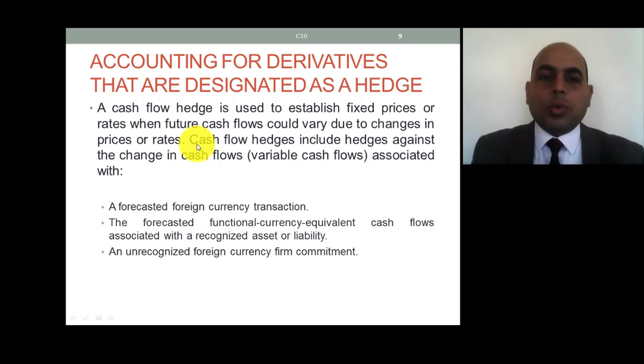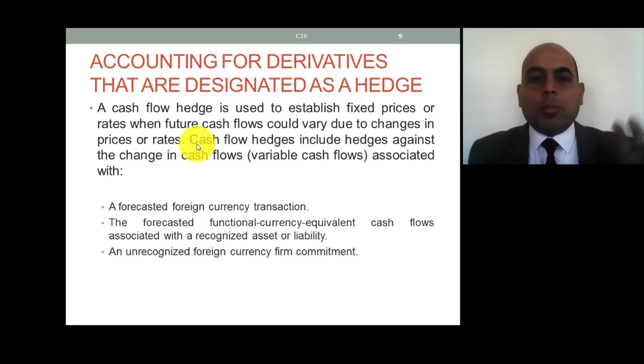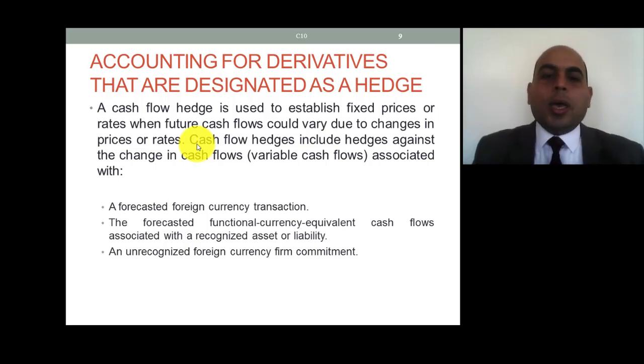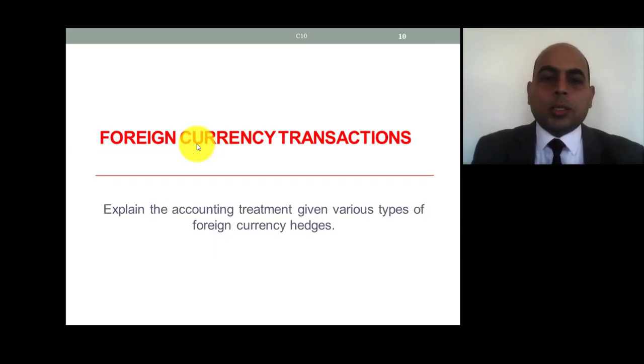And the main difference between them: as we have a fair value hedge, we are talking about a recognized transaction, so we will recognize the amount of gain or loss in net income. Otherwise, if we are talking about a forecasted transaction or cash flow hedge, in this case we will categorize the amount of gain or loss as other comprehensive income.